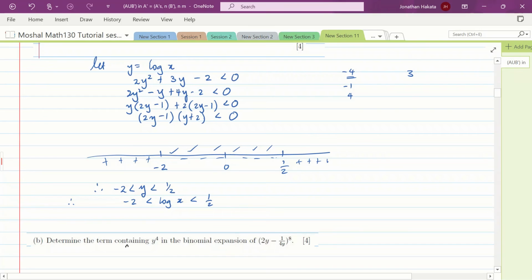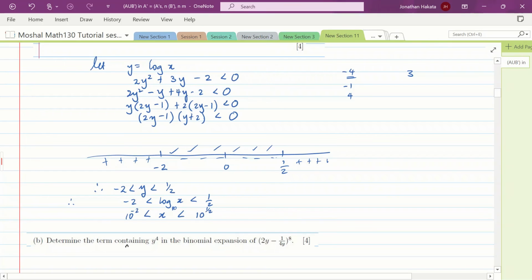Now, what do we do? Remember, when the base is not indicated, the natural base is a 10. Normally it's not written, so the 10 is there. So to get rid of log, we take this 10 onto the left hand side, and when it gets there, it becomes the base, and whatever is there becomes the power. So it becomes 10 to the power negative 2 less than x less than, we take again 10 to the front, so it will be 10 to the power of half.